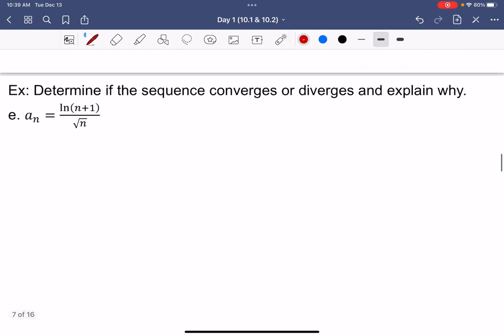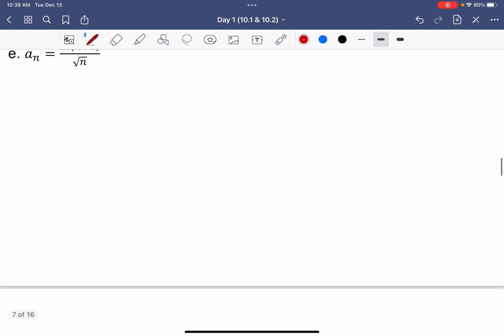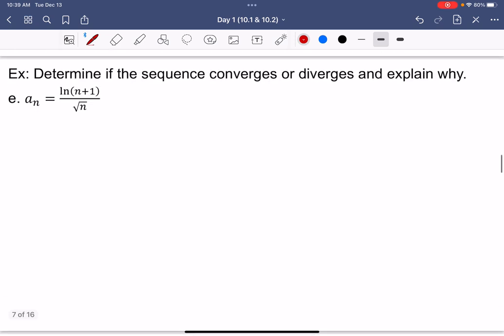All right, and then to wrap up section 10.1, we're going to do one that requires a couple extra steps to find whether it converges or diverges. So for part E, if a sub n is the natural log of n plus 1 over the square root of n, how would you go about doing this one?